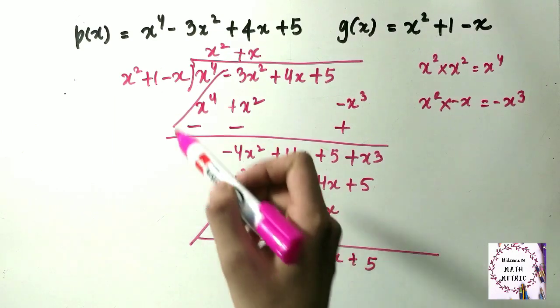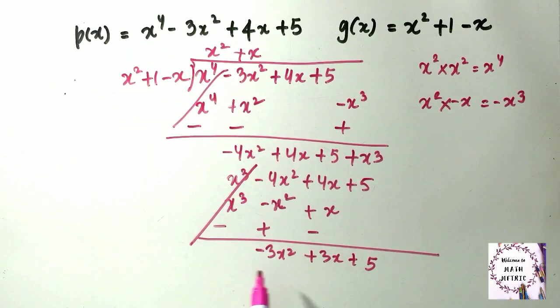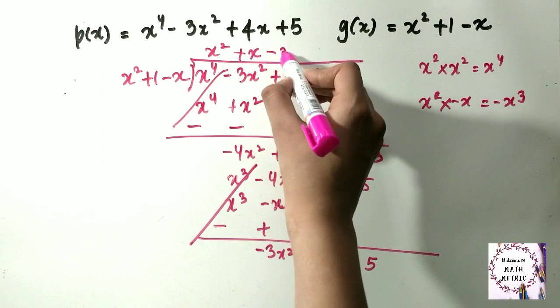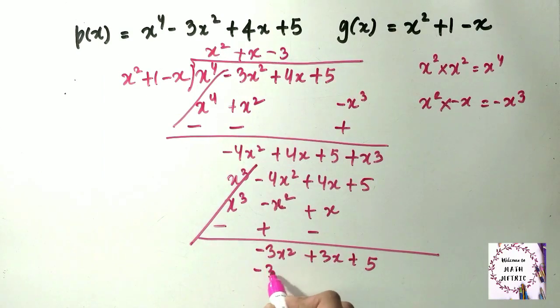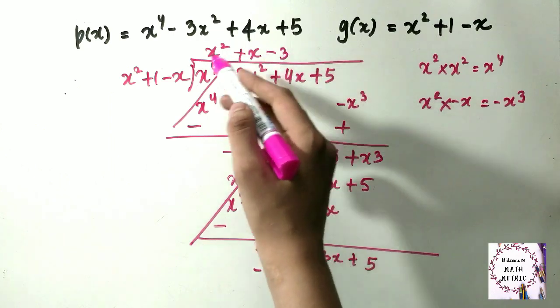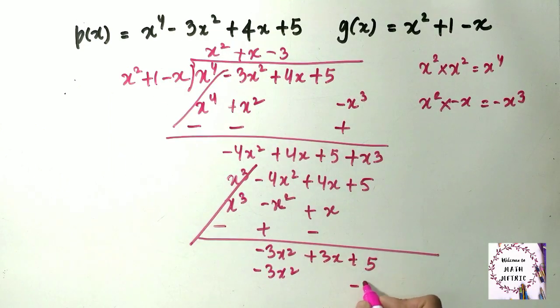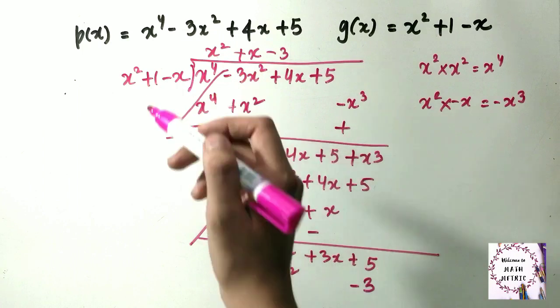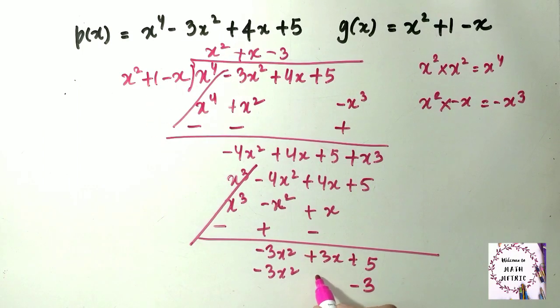Now by which quantity should x square be multiplied to get minus 3x square? Minus 3 gives us minus 3x square. Now multiplying minus 3 by 1 gives us minus 3, and minus 3 by minus x gives us plus 3x. Now we'll change the signs here.